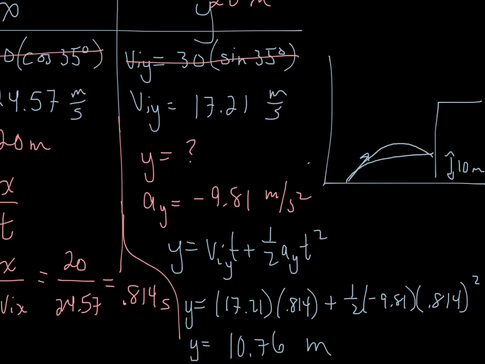Okay, but either way, when it was at a horizontal location of 20 meters, the height was only around 10.76 meters. So it didn't make it to the cliff, or didn't make it to the top of the cliff.